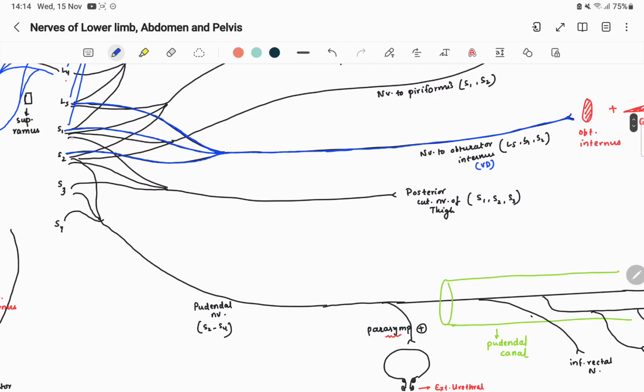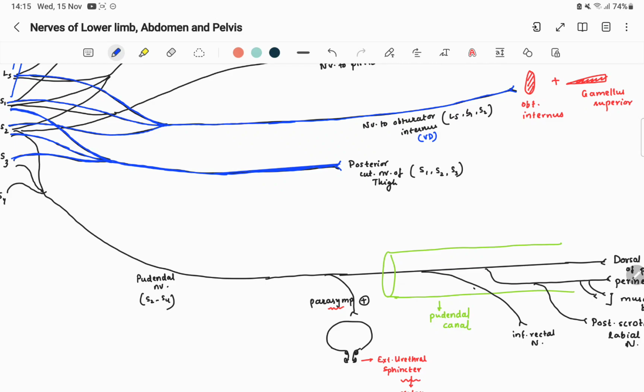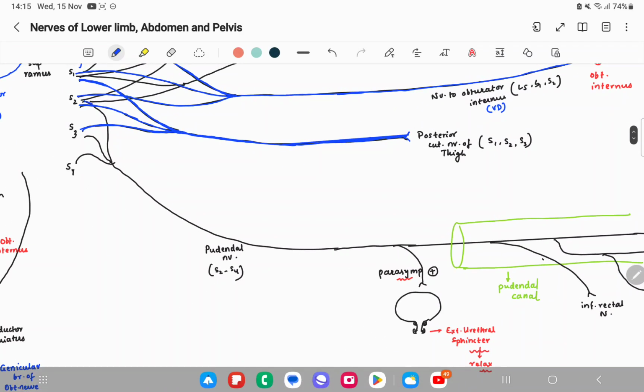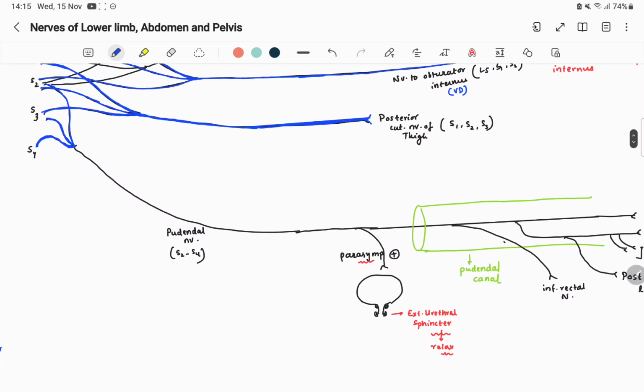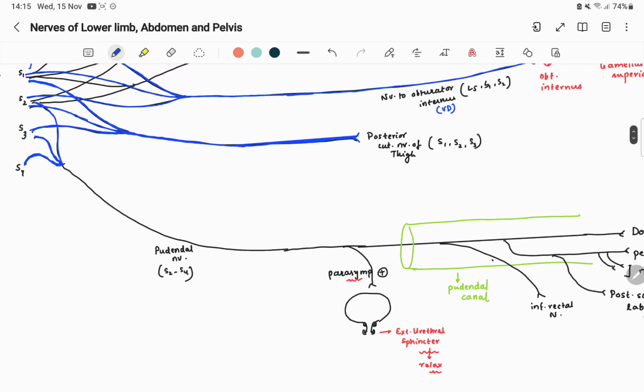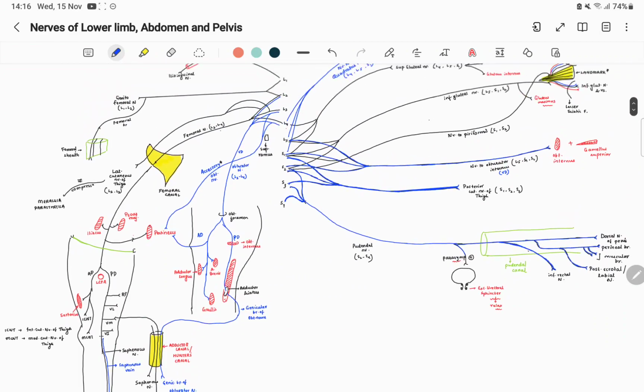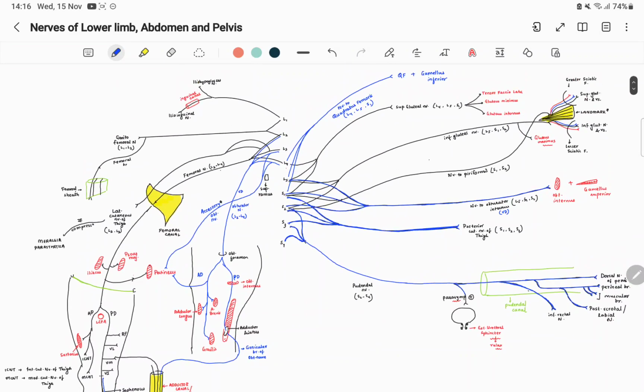So the nerve to obturator internus is also ventral division. The posterior cutaneous nerve of thigh, which arises from S1, S2 and S3, is also ventral division. And the pudendal nerve also. Here I had made color coding mistakes; I was just drawing with the flow, so I couldn't see. The pudendal nerve, which arises from S2, S3 and S4, is also of ventral division.